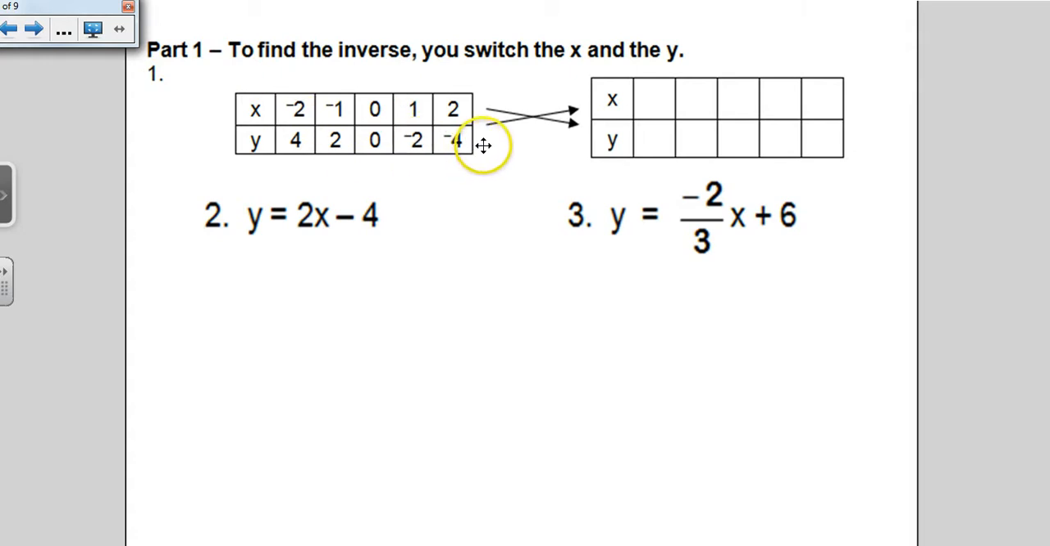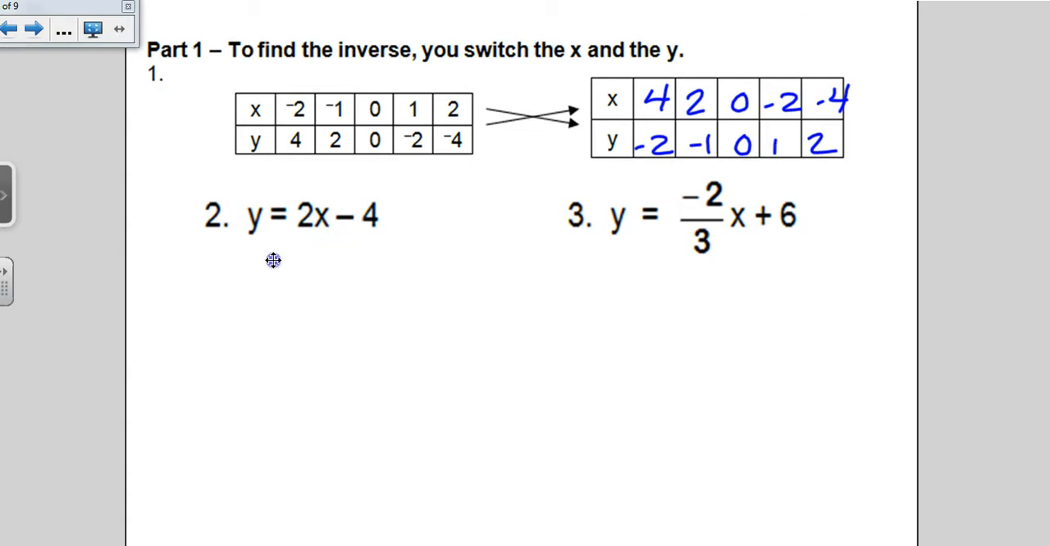So first, if our function is just given to us in a table format like this, the relation I should say, then all we have to do to find the inverse is to switch the x and y. So our new x's are going to be our old y, so I'm just going to write them up here in the x's. 4, 2, 0, -2, and -4. And the y's are -2, -1, 0, 1, and 2. Okay, that was easy enough.